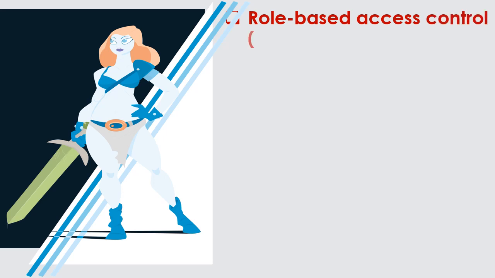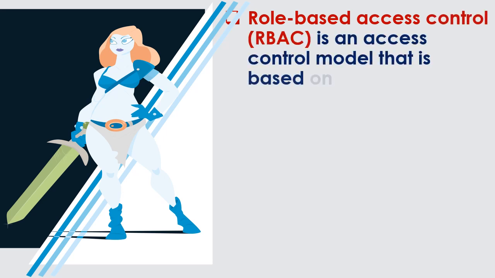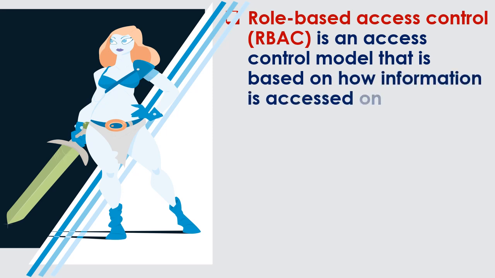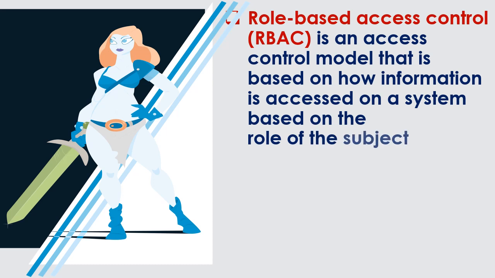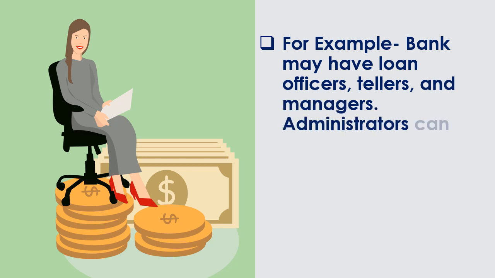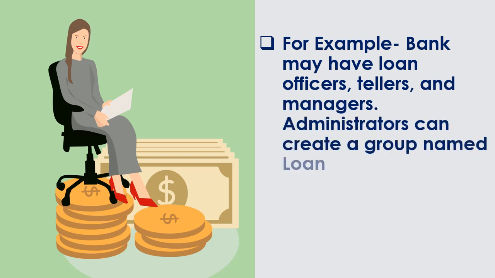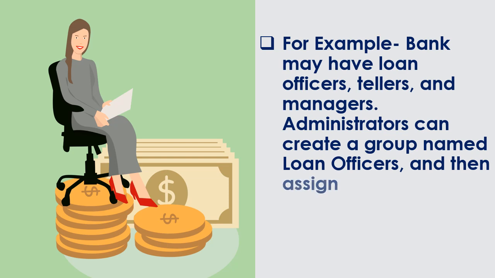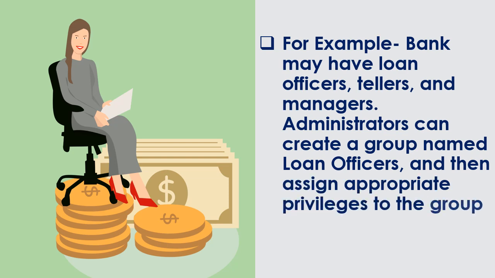Role-Based Access Control, RBAC, is an access control model that is based on how information is accessed on a system based on the role of the subject. For example, a bank may have loan officers, tellers, and managers. Administrators can create a group named loan officers, and then assign appropriate privileges to the group.